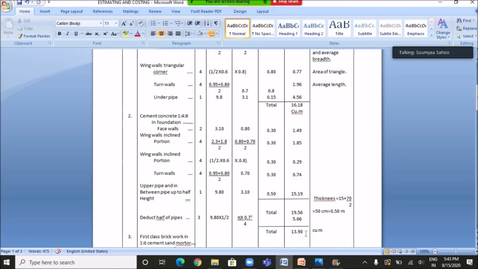So students, in today's class we have discussed about the Hume pipe culvert, its different components, and we have in detail studied about the estimate of excavation of earthwork and cement concrete work for Hume pipe culvert. So thank you students. If you have got any doubts, you can ask.